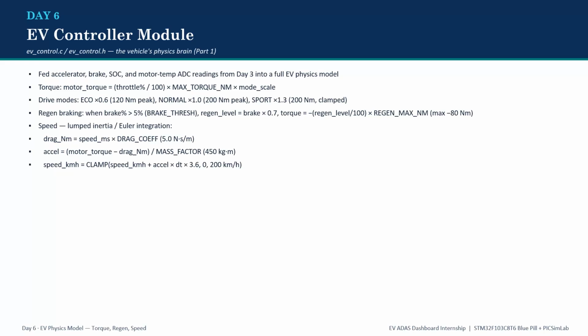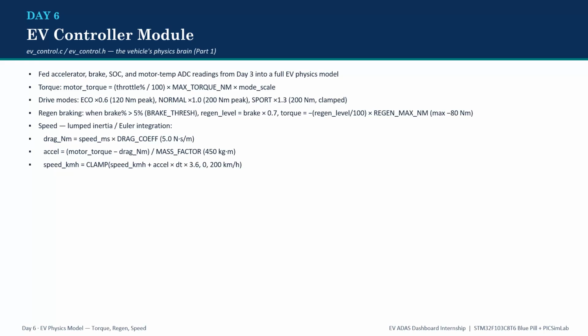First up, the torque. Motor torque equals throttle percentage divided by 100 times the maximum torque of 200 Newton meters times a mode scale factor. In Eco mode, it scales by 0.6, giving a peak of 120 Newton meters, which is best for range. Normal mode scales by 1, giving the full 200 Newton meters. Sports mode scales by 1.3, boosting the torque but clamped at 200 Newton meters maximum for sharp acceleration.